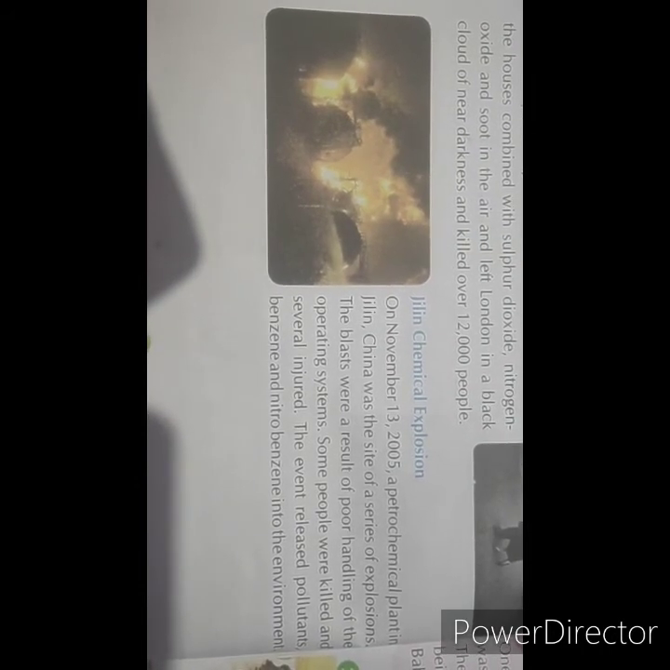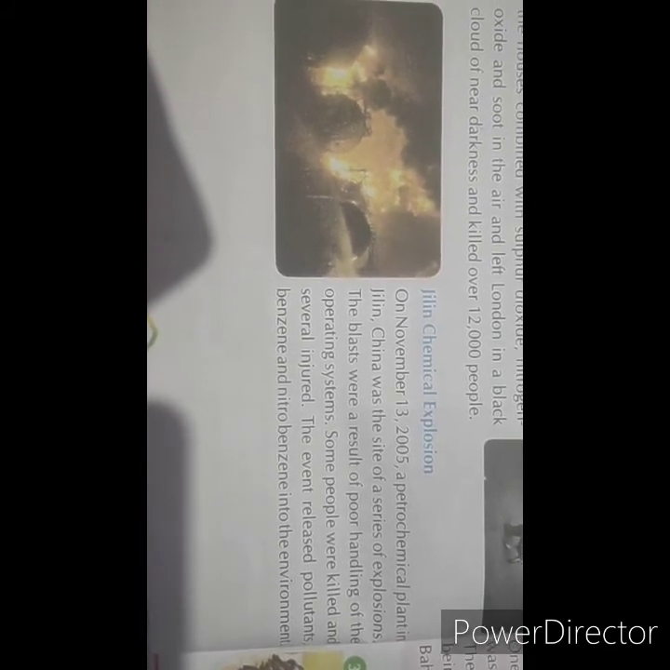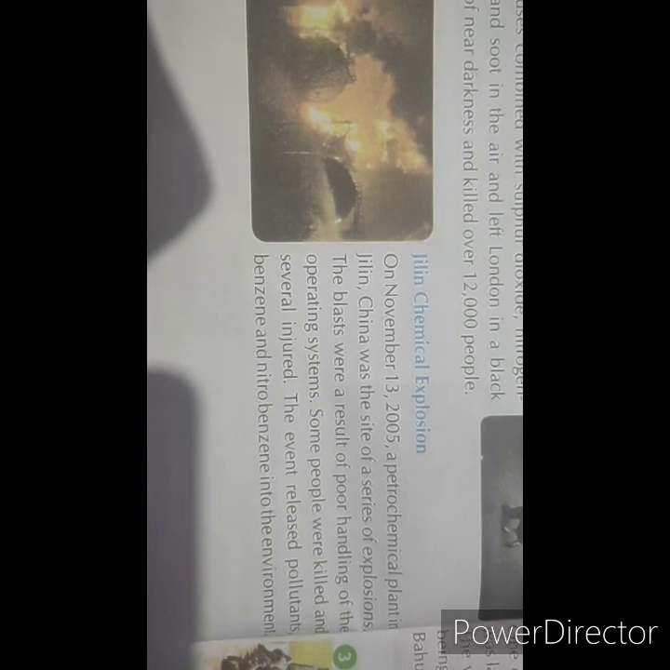On November 13, 2005, a petrochemical plant in Jilin, China was the site of a series of explosions. The blasts were a result of poor handling of the operating system. Some people were killed and several injured. The event released pollutants, benzene and nitrobenzene, into the environment.